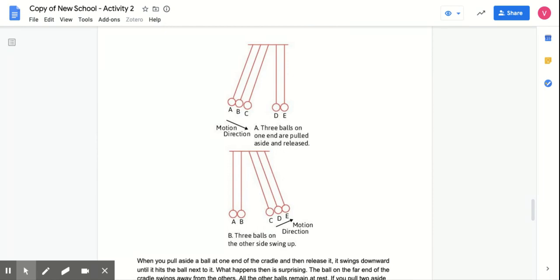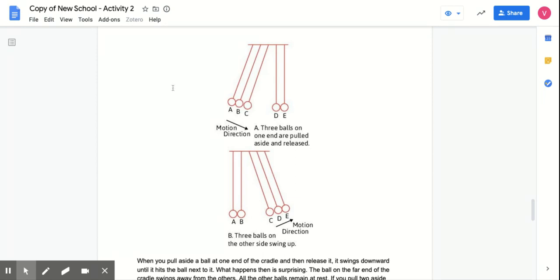So in a Newton's cradle, we just said there's typically 5 or 7 balls. In this top picture, I have my cursor going around it. We have ball A, B, and C, and then ball D and ball E. Pretend a person pulled 3 balls, balls A, B, and C, away from the cradle. When they release them, you'll notice that 3 balls move on the opposite side. It would then be ball C, ball D, and ball E.